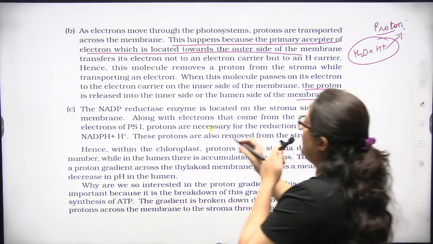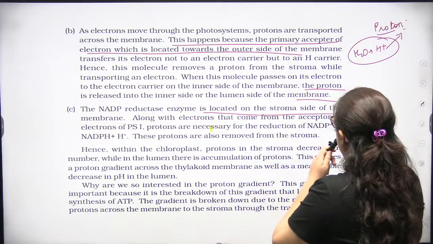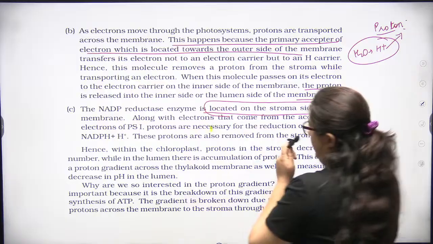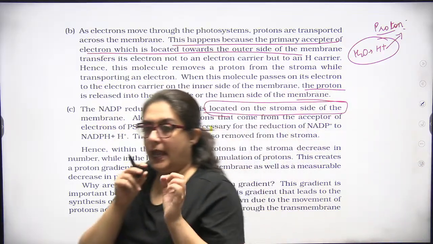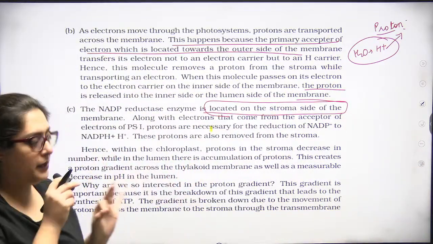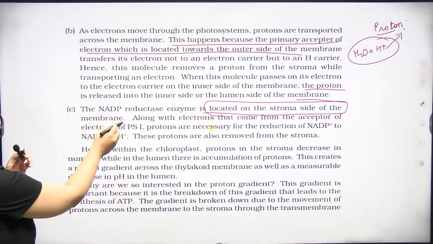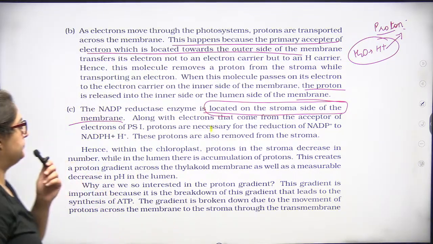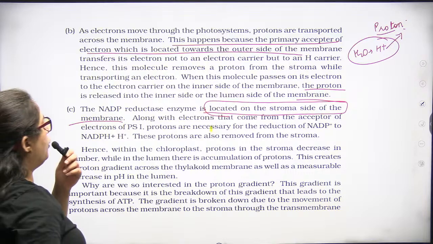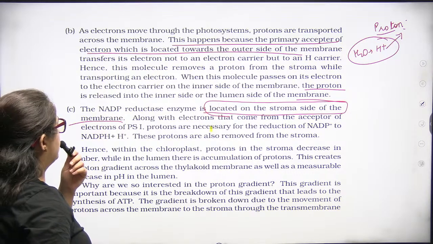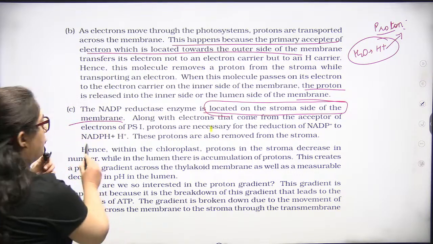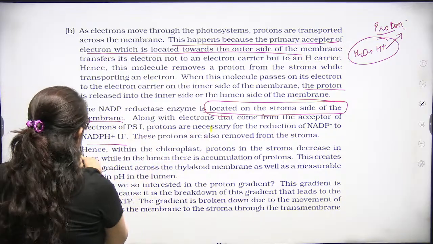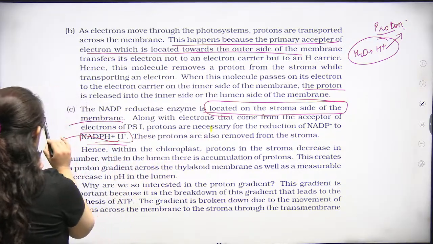The NADP reductase enzyme is located on the stroma side of the membrane. Then, along with electrons that come from the acceptor of electrons, protons are necessary for the reduction of NADP plus to NADPH.